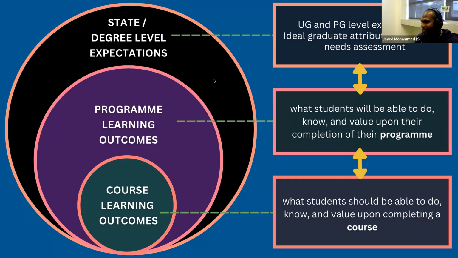It's not a feeling that you feel like students should be able to demonstrate at the end of the course. No, it must be aligned to the program outcomes. And of course, these program outcomes are part of a bigger picture, the degree or the state level expectations. And that is, in our case, it could be the undergrad or the postgrad level expectations, the ideal graduate attributes, all of that. Any questions here? So it's not created in a vacuum.